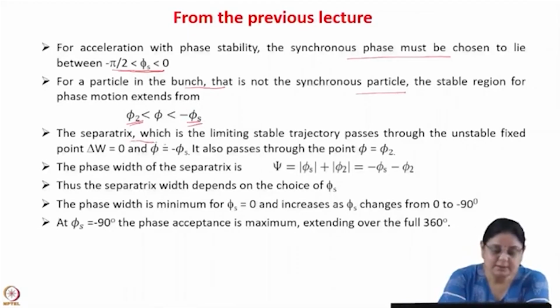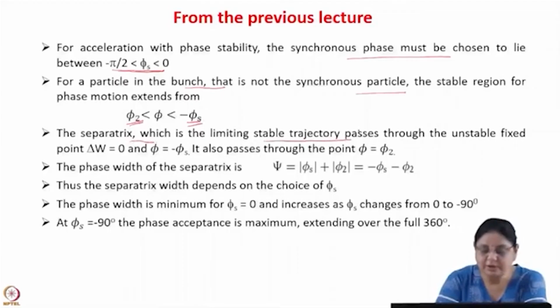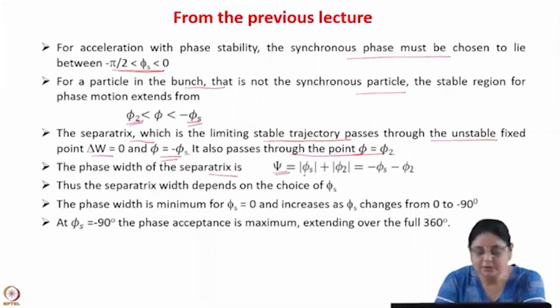The separatrix, which is the limiting stable trajectory, passes through the unstable fixed point at delta w equal to 0 and phi equal to minus phi s, and it also passes through the point phi equal to phi 2. So the width of the separatrix is psi, and this is modulus of phi s plus modulus of phi 2, which comes out to be minus phi s minus phi 2. Thus the phase width depends upon the choice of the synchronous phase.